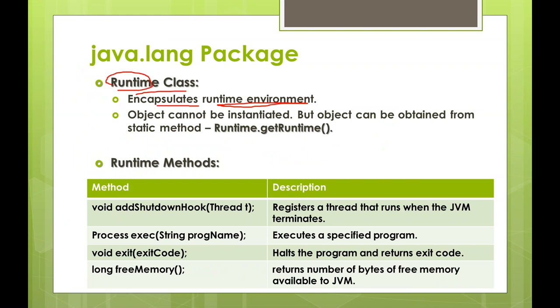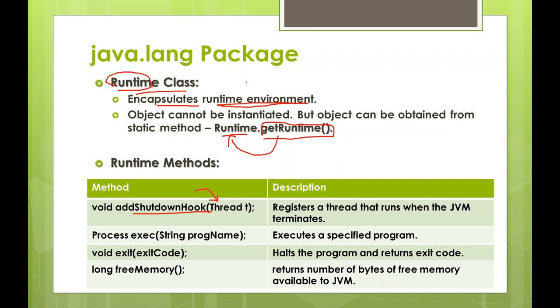Runtime encapsulates the Java runtime environment itself. Objects cannot be instantiated directly, but we can get one through a method called getRuntime. This is a static method, so we can call it directly on the class itself: Runtime.getRuntime. Important methods include addShutdownHook.